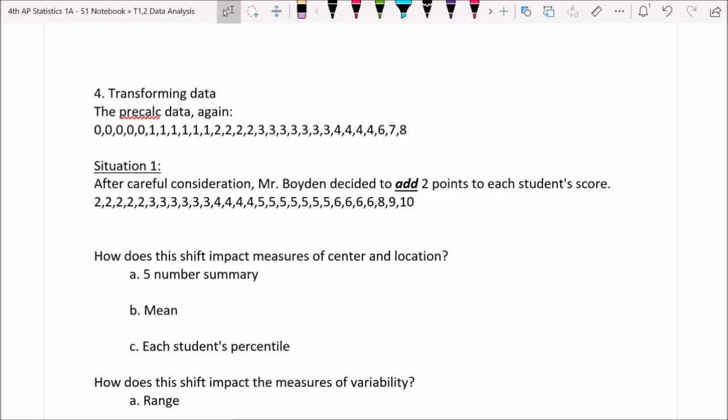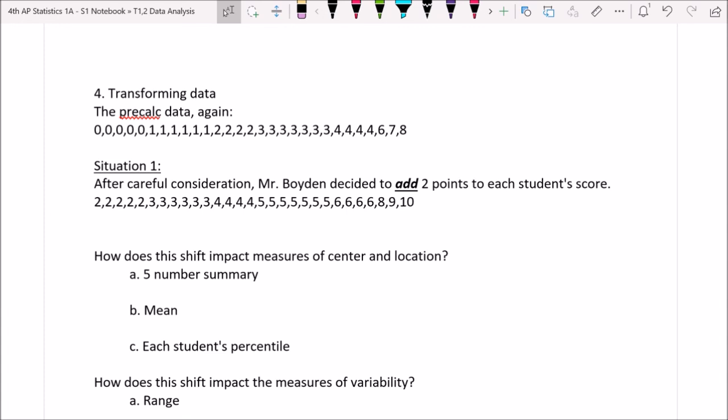Now let's look at how transforming a data set will change a few characteristics of the data set. For this, we're going to look at the same data from before with the pre-calc data, and there they are. And let's consider the following situation. After careful consideration, Mr. Boyden, probably feeling quite bad for the scores because they weren't very good with a mean of 2.5, decides to add 2 points to each student's score. So here's the new scores.